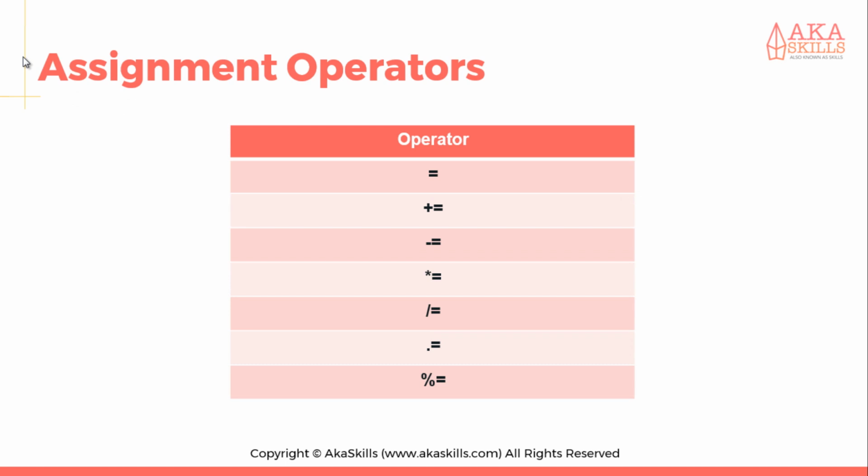Now, these are the examples of the operators that we use in PHP. The first one is the equal to, the second one is addition and equal to, the third one is subtract and equal to, the fourth one multiply and equal to, the fifth one is divide and equal to, the sixth one is concatenate and equal to, and the last one is modulus and equal to. Alright, so how do these operators work? Let's go back to our code.